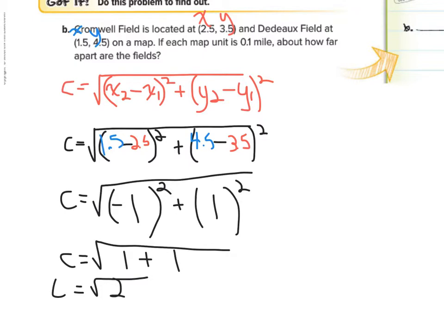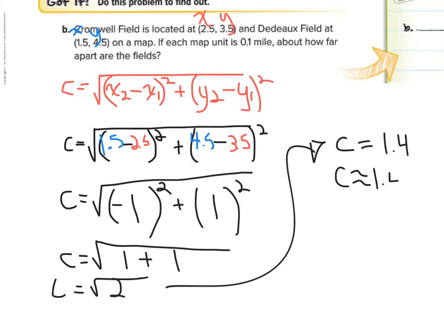The square root of 2 is about 1.4. Sorry, I should put that as about, so I'll rewrite that as about 1.4. Now, they're telling me that if each map unit is 1/10 of a mile, so I have to take that in consideration. It's not actually 1.4. If each map unit, I have 1.4 units here on the map, but each one of these is only worth 1/10.